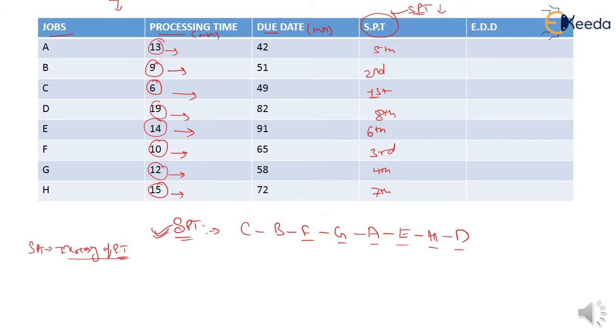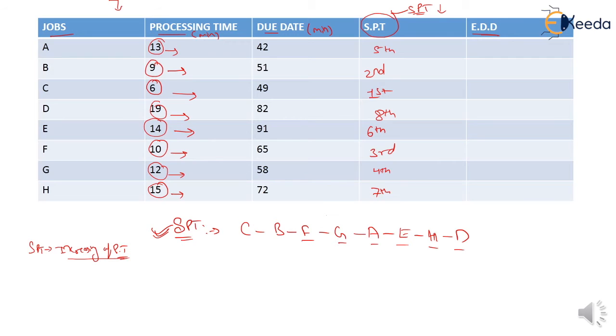Clear to all? Okay. According to the EDD rule, the jobs are sequenced in increasing order of the due date. Minimum due date is taken as first and maximum due date is taken as last. So search for the minimum due date.